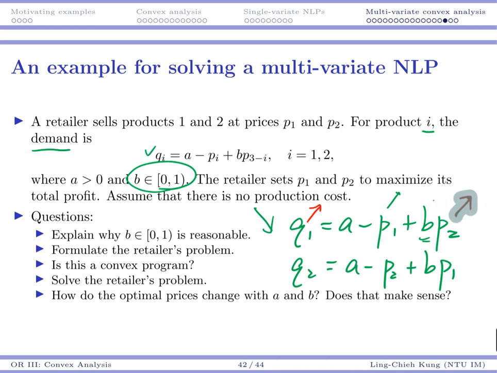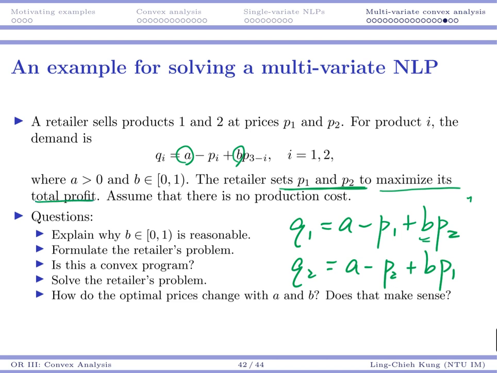It's just that you now need to do some optimization. So what's the thing that you want to optimize? You want to set P1 and P2 according to your knowledge of A and B to maximize your total profit. And to make our life easier, let's assume there's no production cost.